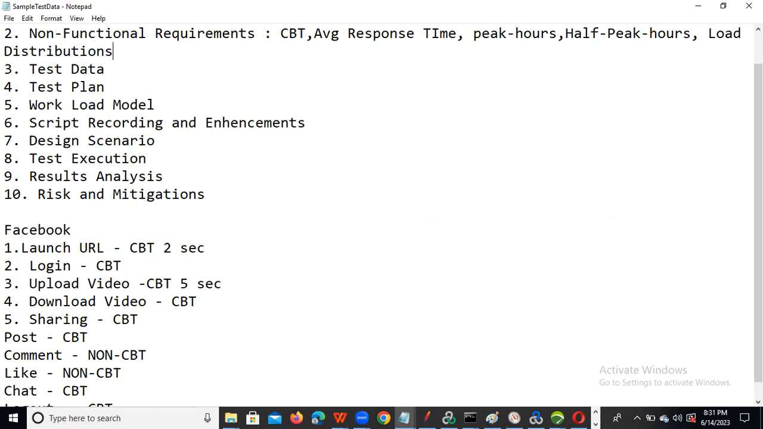Yes, sir. Yes, thank you. Load distributions.